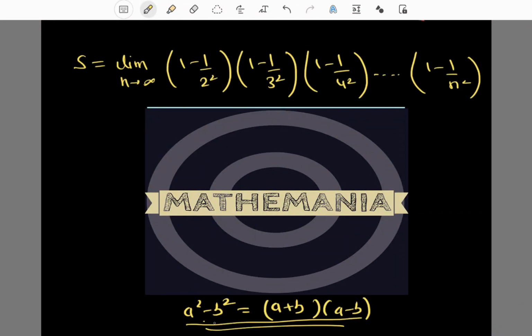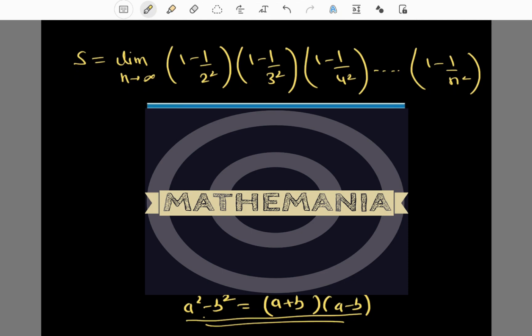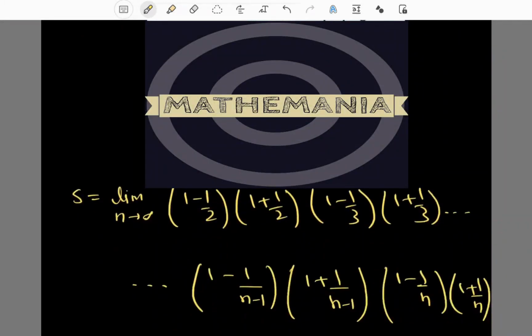Each term can be written as a square minus b square, (a plus b)(a minus b), and then all the other terms will cancel.